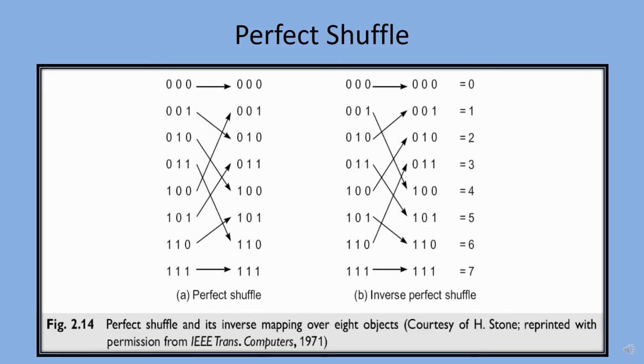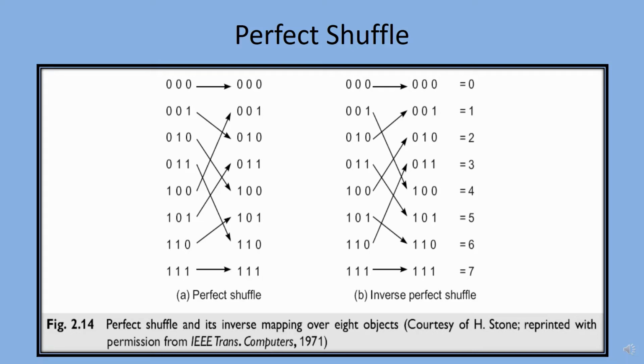Similarly, the third combination 010 has to be left shifted 1 bit. I'll get the combination where the MSB 0 will be shifted to the least significant bit. As a result, it is 100. So the mapping will be from 010 to 100. Similarly 011 after left shift I'll get 110. So the mapping is from 011 to 110.